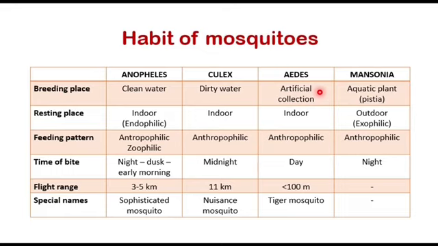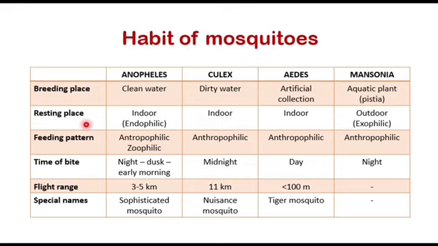tarpaulin, flower pots, etc. The breeding place of Mansonia is the lakes or streams which contain the pistia plant. The Mansonia mosquito lays its eggs on the undersurface of the pistia plant and the larvae and pupae get attached to the rootlets of the pistia plant.